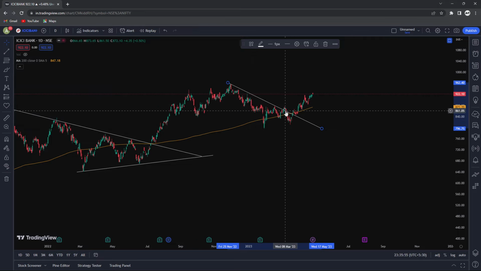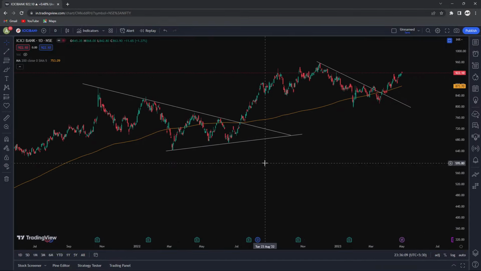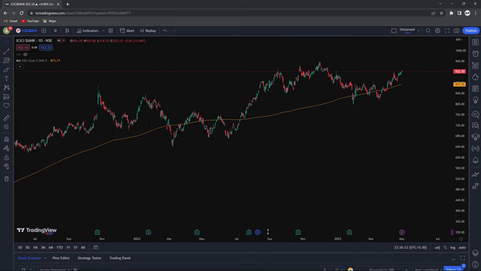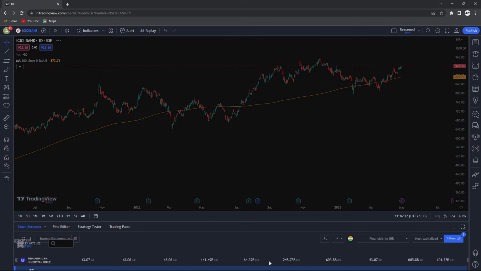It tried to break out, and it tried to break down, and it broke down, trapping buyers, trapping sellers. Then it gave a breakout. So that's the thing about this 200 moving average. So if we want to look, let's look at another stock too.